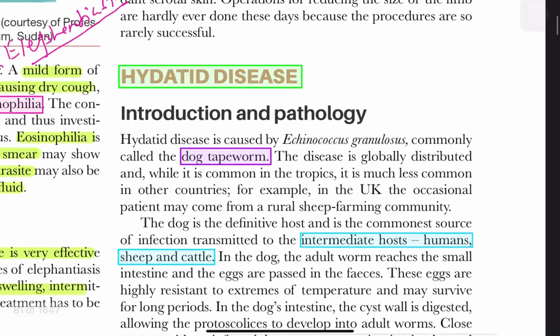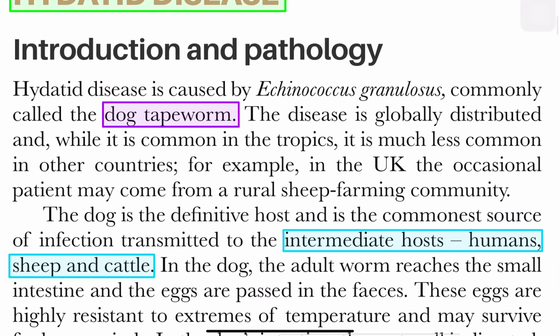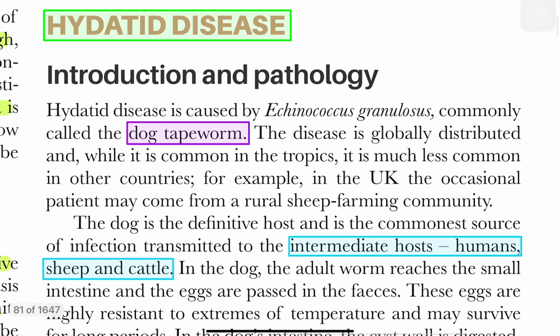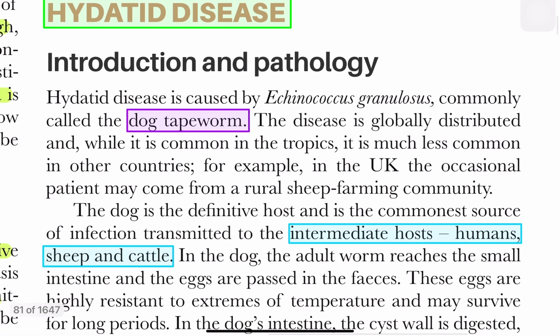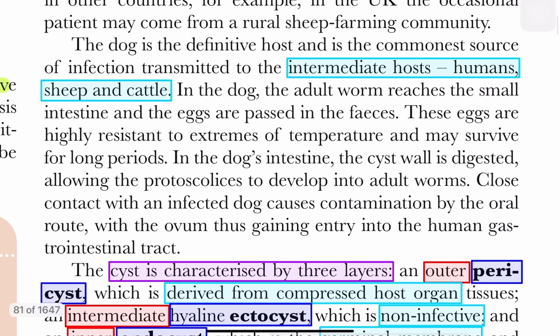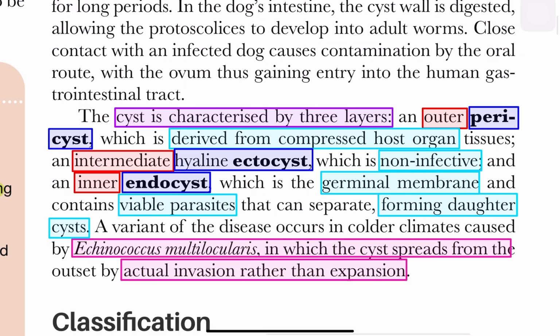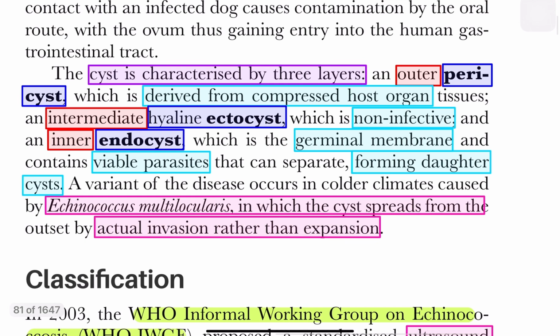Let's see what Bailey has given, so we will not repeat the same points. This is also known as dog tapeworm. Intermediate hosts are humans, sheep, and cattle also. Here the cyst is given nicely.